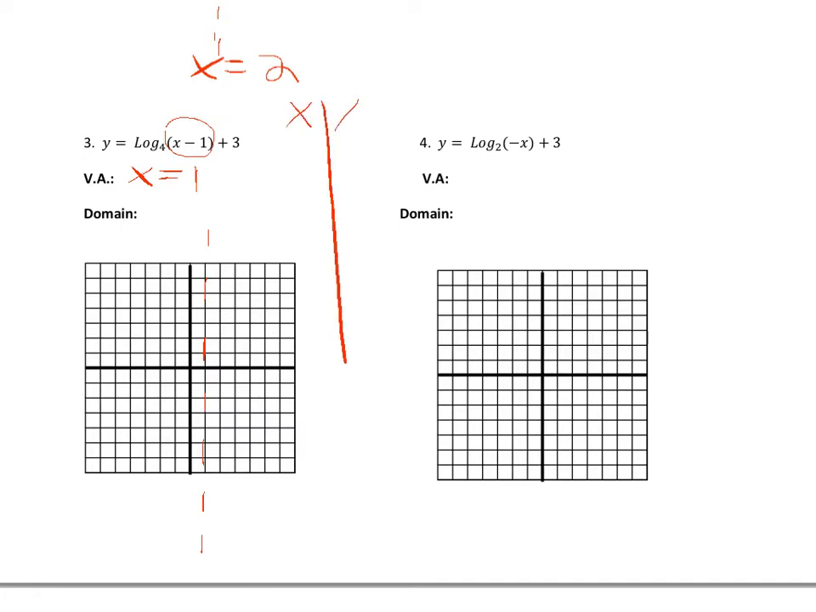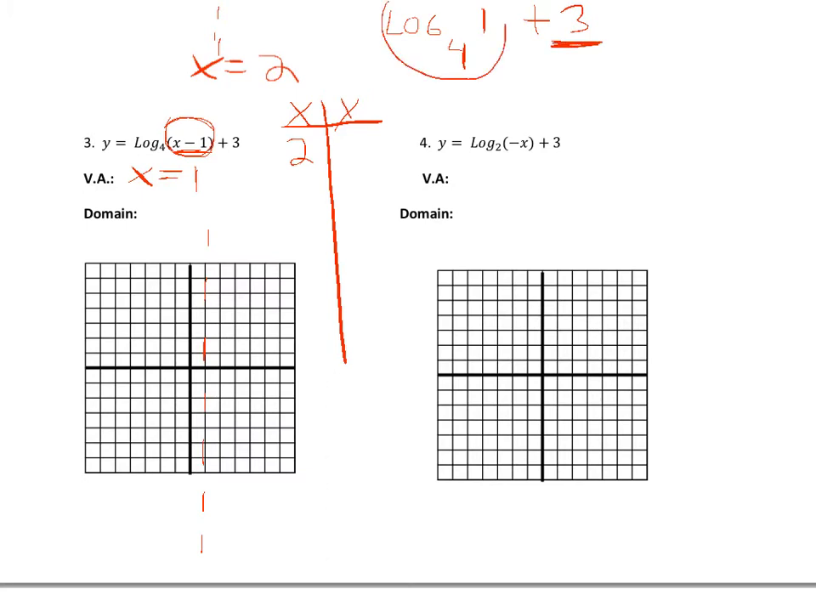All right, let's get values. I want this value here to be 1. So if I want that to be 1, x has to be 2. So when I put 2 minus 1 in there, this is what I have. If I write this out, I have log base 4 of 1, and then plus 3. I'm going to do this at the end.